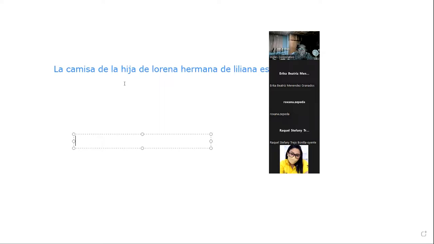Liliana. Vamos a comenzar. Is pink. Liliana's. Liliana. ¿Por qué Liliana? Porque no es de ella la camisa. No. Es Liliana porque es el punto de referencia que se está ocupando. Es Liliana's sisters. Okay, espera. No. Liliana, no. It's the t-shirt. It's not. It's Lorena's. Es Liliana's sisters.